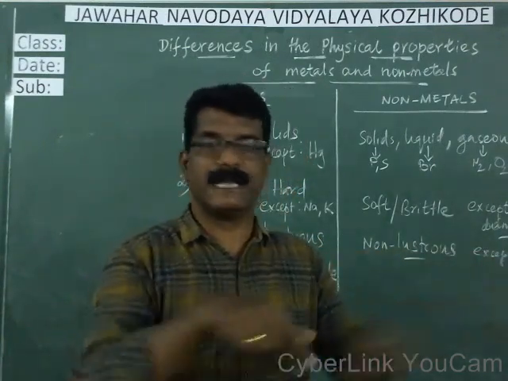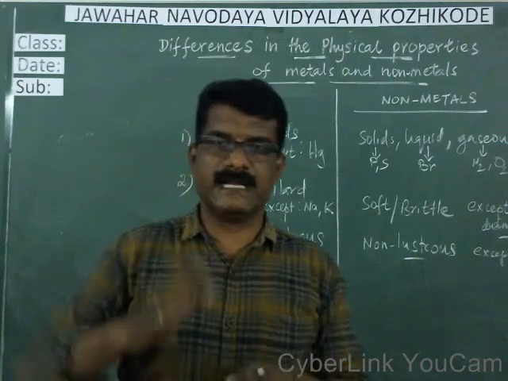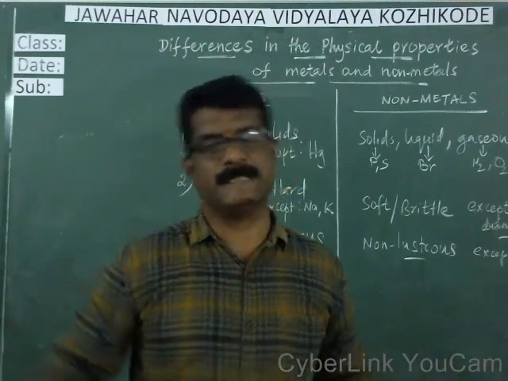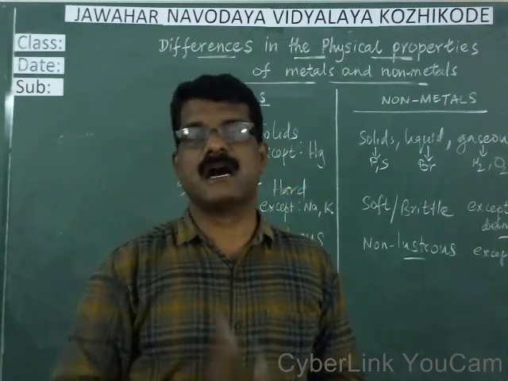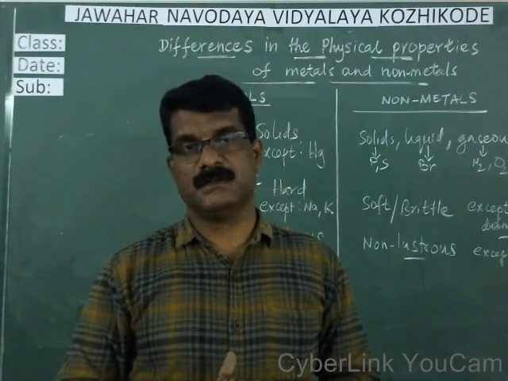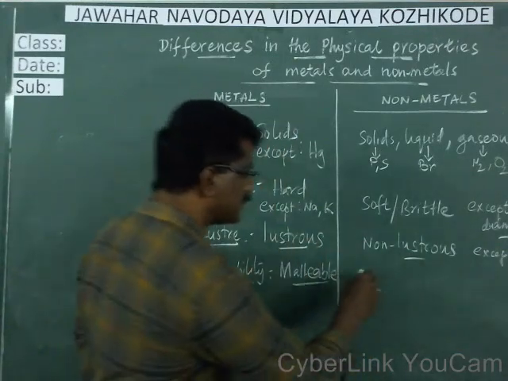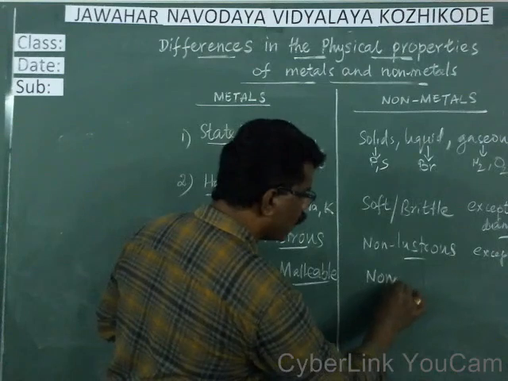See iron, the iron is hammered into thin sheets. So metals are malleable. Whereas non-metals are non-malleable.